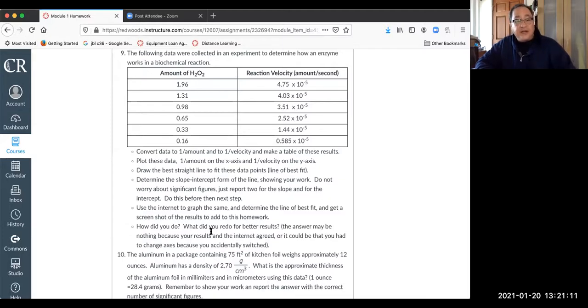And use the internet. Oh, wait, do not worry about significant figures. Use the internet to graph the same. So that means you have to go online and find some sort of graphing program. Of course, if you have a TI 83 and you know how to use it, you could use your TI 83. But I don't know how to get a screenshot of your TI 83. You're just going to have to take a photo of it and add it to your results. And then how did you do? Okay.